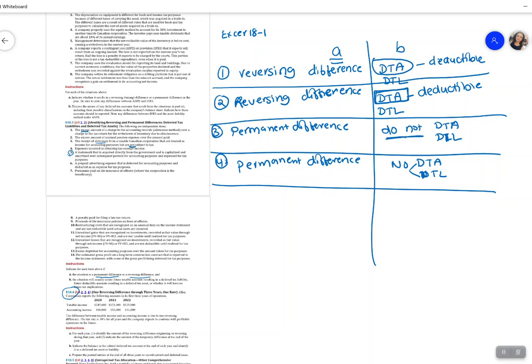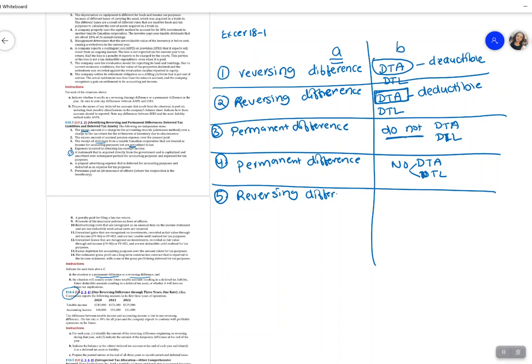Number 5, a trademark that is acquired directly from the government is capitalized and amortized over subsequent periods for accounting purposes and expensed for tax purposes. So the timing is going to be different. If the difference is due to timing, it becomes a reversing difference. So the answer to 5 is a reversing difference.